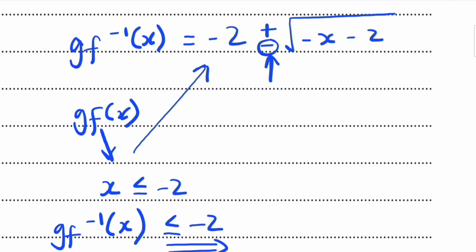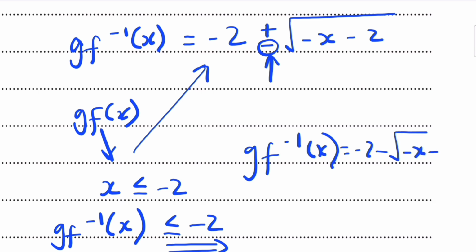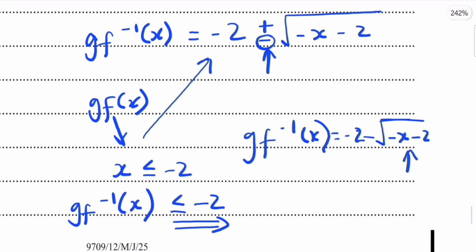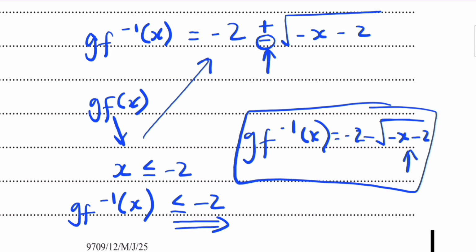Right? So for that we're going to take minus, so the expression for the inverse of gf of x will be minus 2 minus root of minus x minus 2 for that reason, right? Because we want our inverse to be less than or equal to minus 2. For it to be equal, if we get a 0 here, it will be minus 2 minus 0. But if we get something that's not a 0, since we're subtracting from 2, we get something that's less than minus 2 always, right? And that's how we come about this.